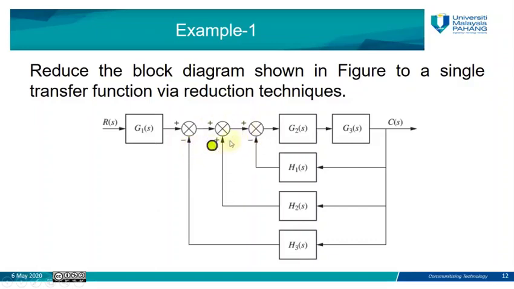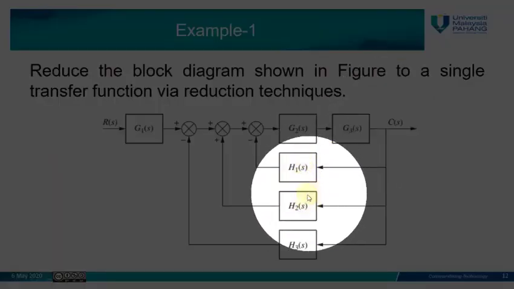After we combine these three summing junctions, we can also combine the three feedbacks H1, H2, H3, because they represent the parallel form of the control system topology. Their input is the same, coming from the same point, and their outputs go to the same summing junction. So these three systems represent the parallel form.